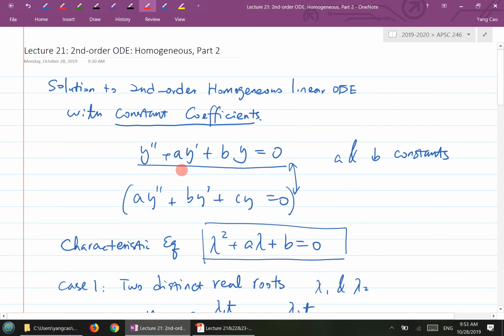So you see here, this is in my lecture notes. I used a simpler second order linear ODE with constant coefficients. So I don't have this number here, right? The reason they are actually the same is because you can always divide these constants from both sides, then you end up with this equation here. You see what I'm saying, right?